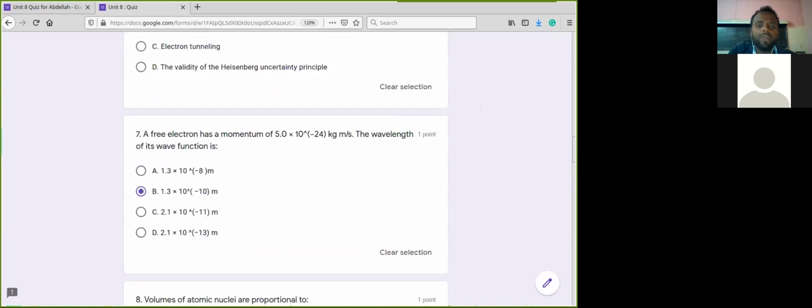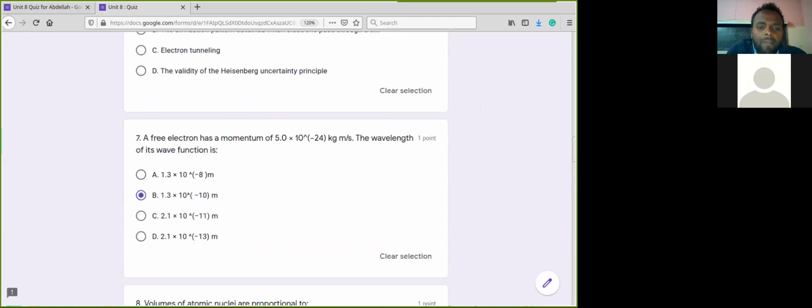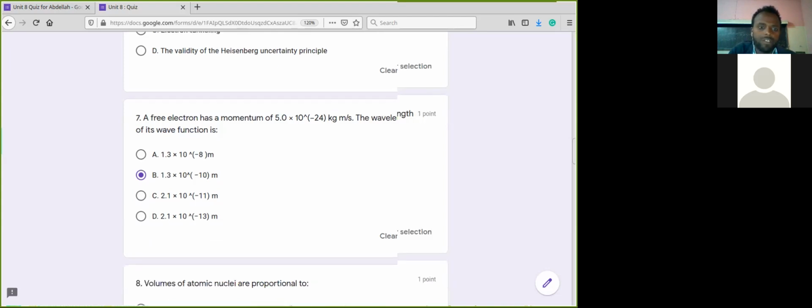How did you get option B? Therefore, lambda, the wavelength, is the same as? I mean, the formula, the de Broglie equation. Tell me the formula for that. It will be h over p, the momentum. Good. That is the de Broglie equation.